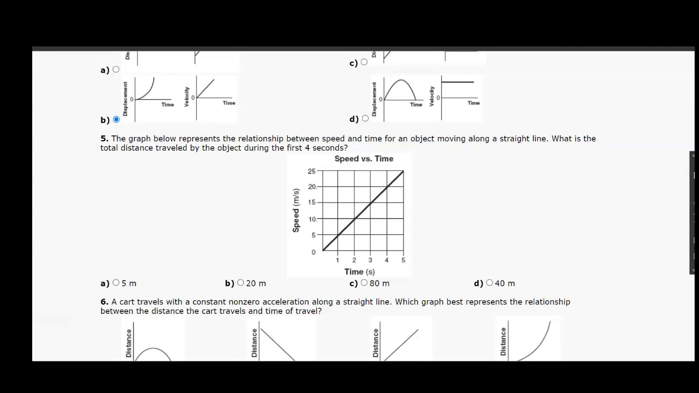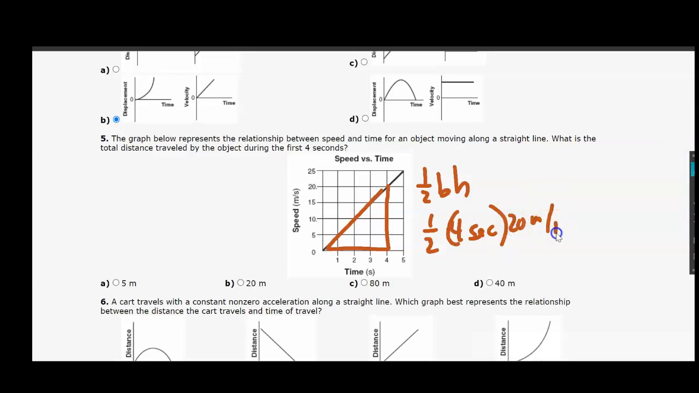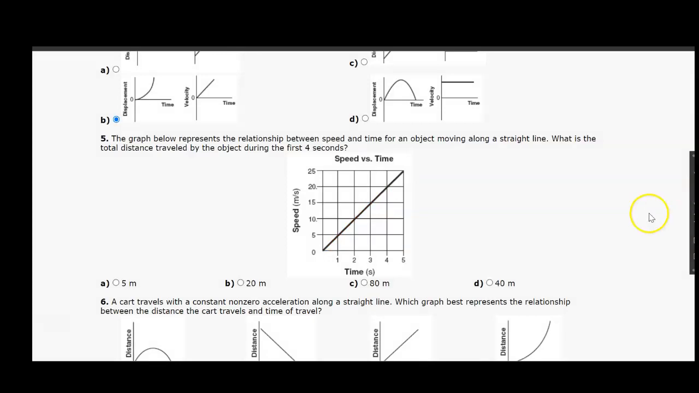By the way, what you just did would take a long time, but watch how quick this is. Just for the first 4 seconds, what do we do with that? One half base times height. So one half times 4 seconds times the height of 20 meters per second. See how easy that is? If it was a rectangle, you'd do base times height, so that's just 40. It's 40. One half of 4 is 2, and 2 times 20 is 40.